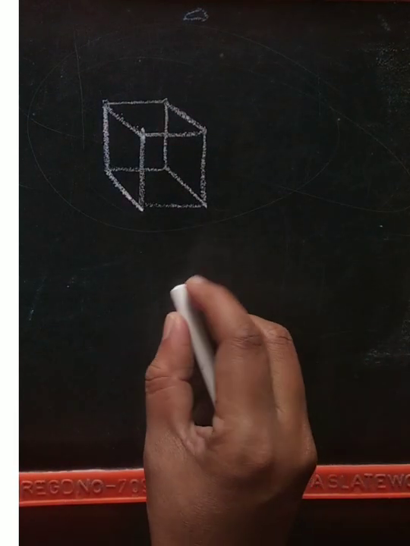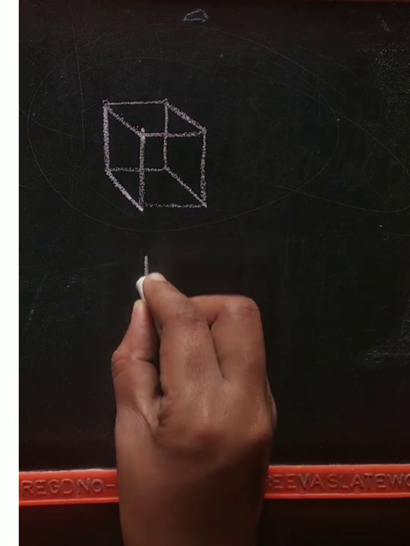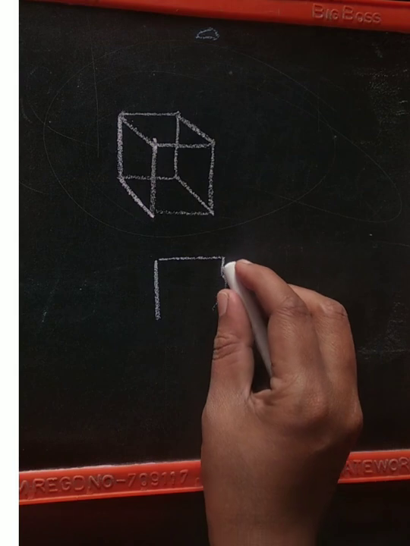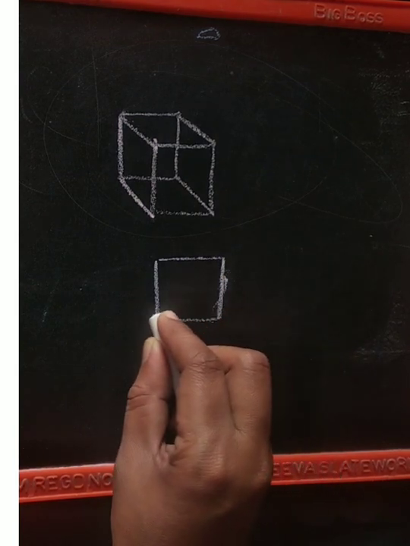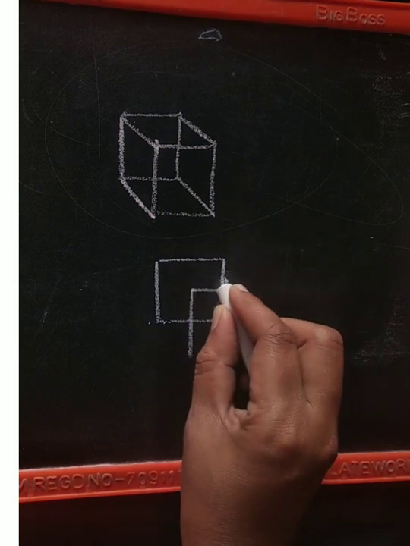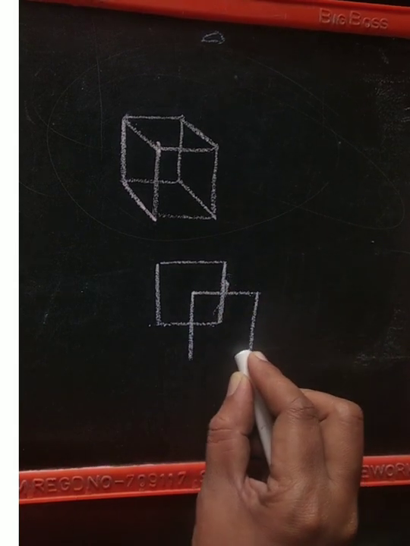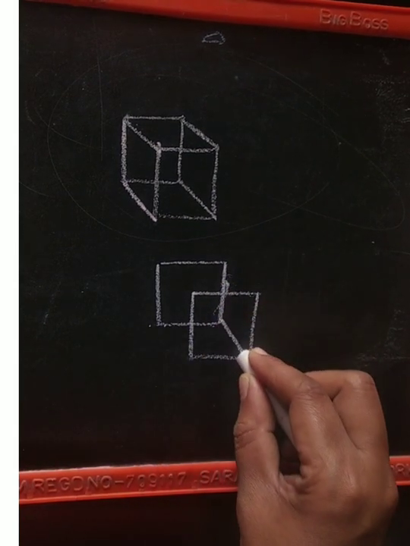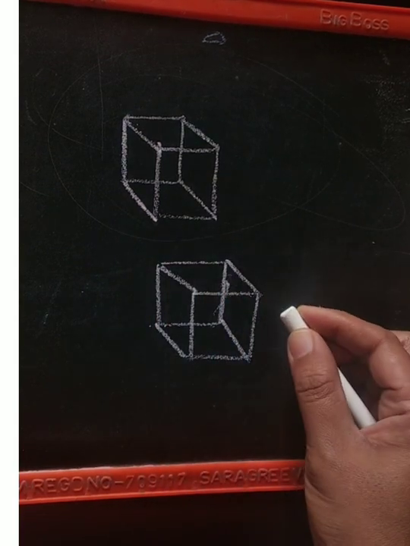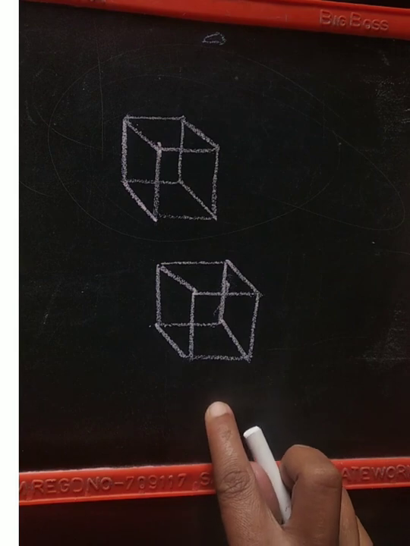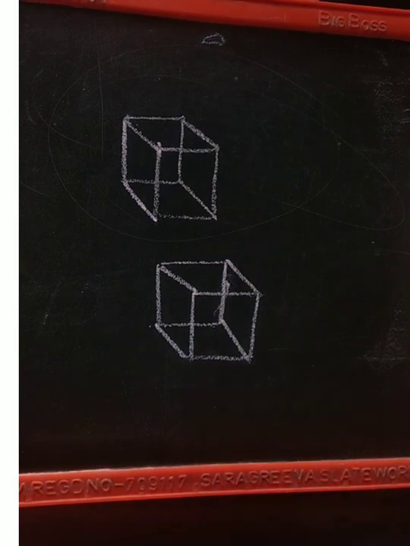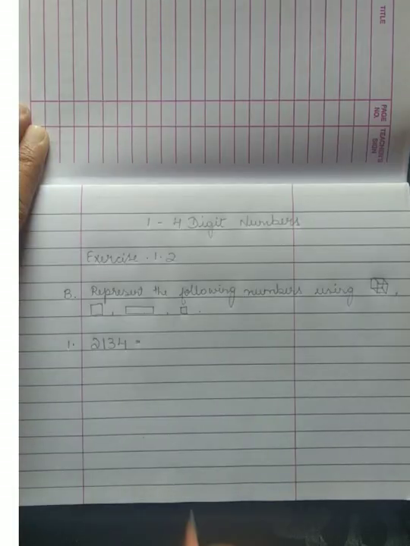Shall I do it once again? Please be careful, children. This is how it is done. One square, write one more square over it and join the ends. 1, 2, 3 and 4. This is how the cuboids are done. So this is how we will be drawing even in our neat notes. So we shall continue with this.